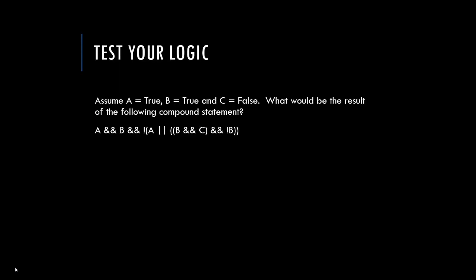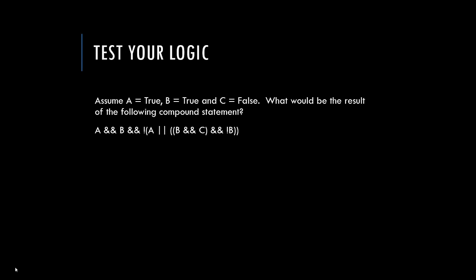So let's see if we can get this one. We can have multiple Boolean operators all in one line. We could have multiple variables that we're using to test those operators. So just for a very simple reason here, we're just going to use A, B, and C. And let's assume that A is equal to true, B is equal to true, and C is equal to false. So what would be the result of the following compound statement?